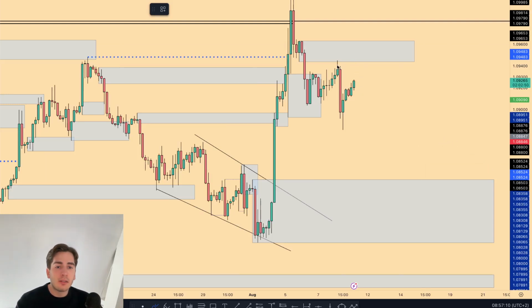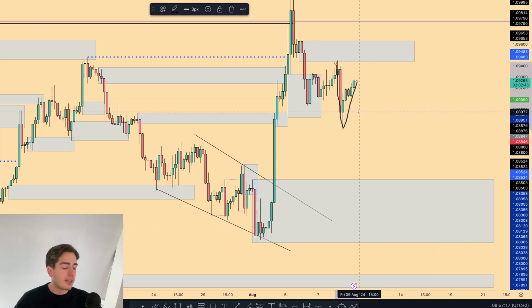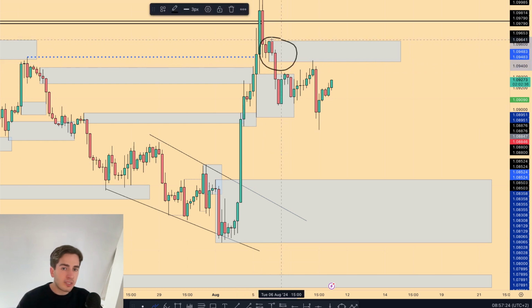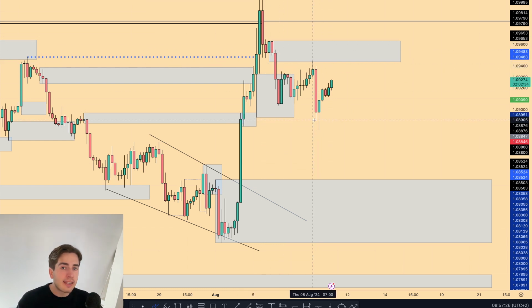EUR USD has been pushing towards the downside, after which it made a pullback towards the upside again, after obviously the news that came out yesterday. So as we were looking for a potential short yesterday, we did indeed see that sell-off towards the downside from this area of supply. So what is the major thing that we're looking at for today?